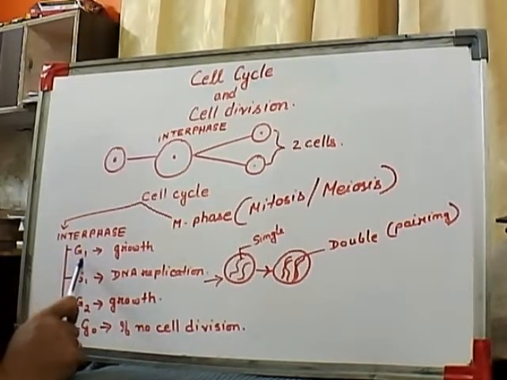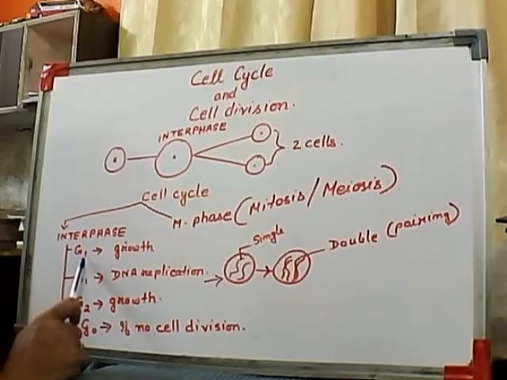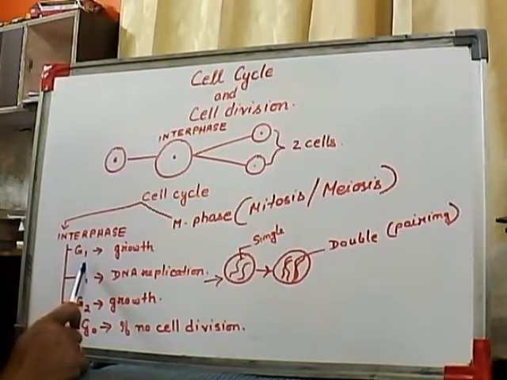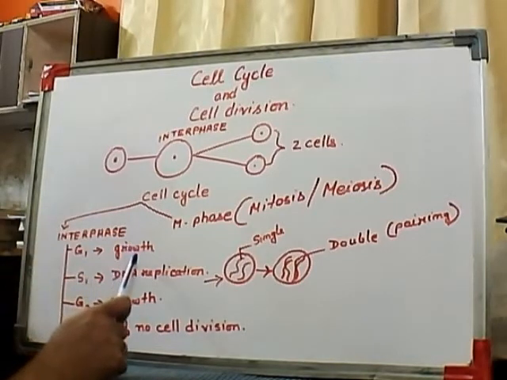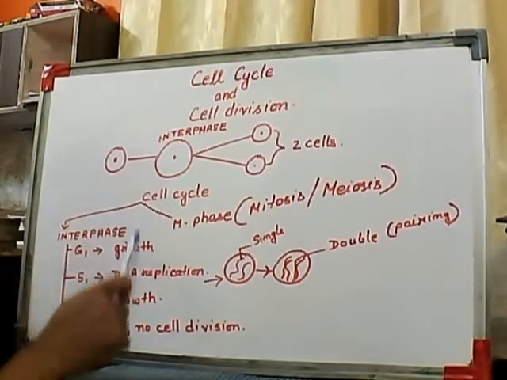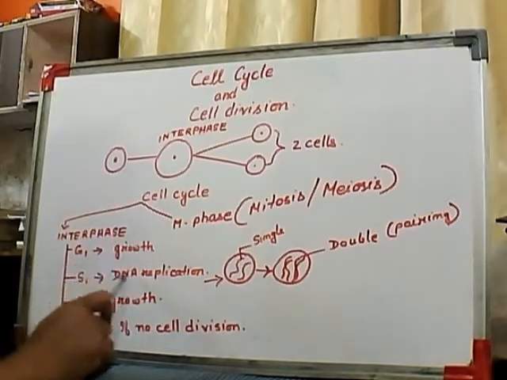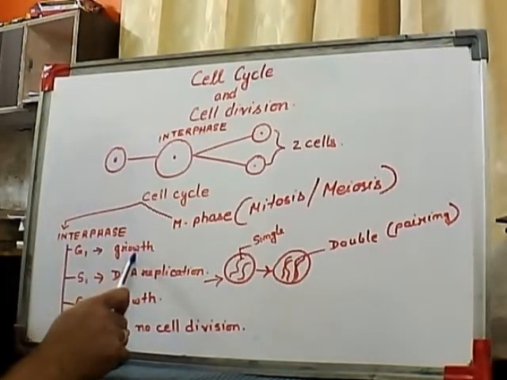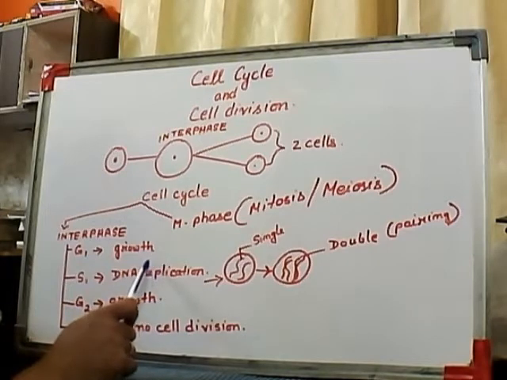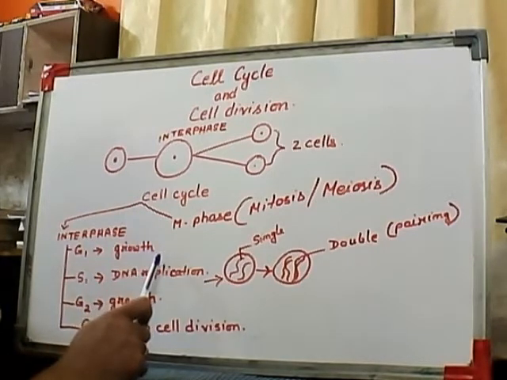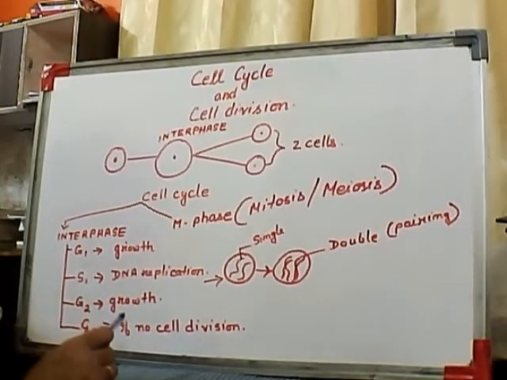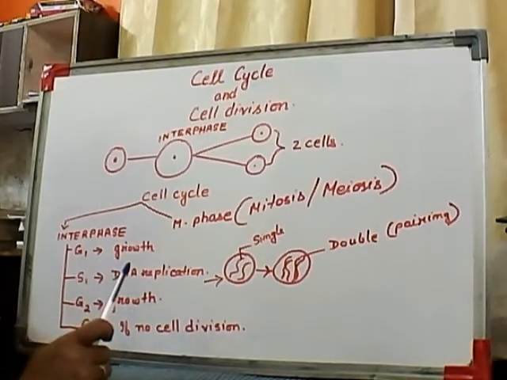Now here the G1 phase is also known as the gap 1 phase or the growth phase. So in this phase what happens? Simply the cell increases its size. So only the growth takes place. And another thing you can say is that it prepares itself to undergo duplication of the DNA.